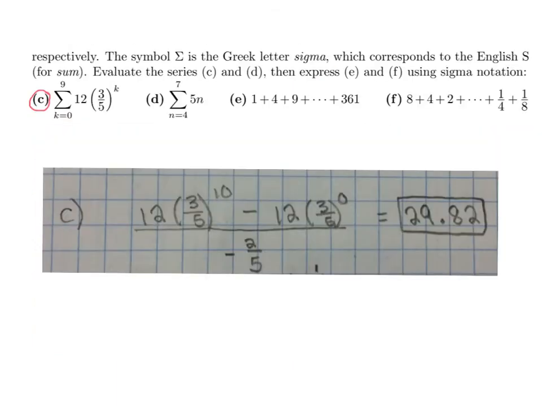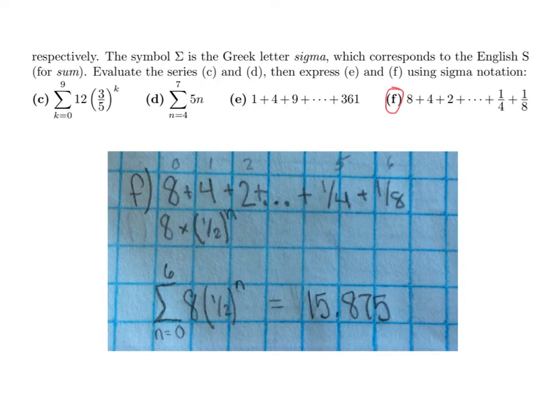Okay, so all we're doing here is using sigma notation and then plugging that into the equation. So it says 12 times 3/5 to the k, and it starts at 0 and it goes to 9. So we take 12 times 3/5 to the 10th power, because you add 1 to find the number of terms. And then you subtract 12 times 3/5 to the 0. And then divide by negative 2/5, because that's 3/5 minus 1.